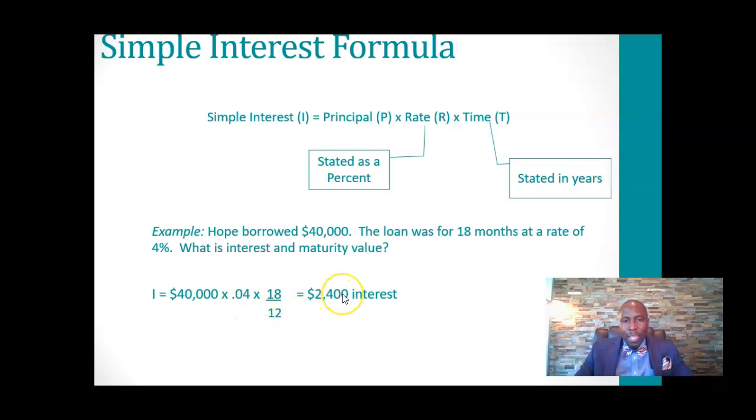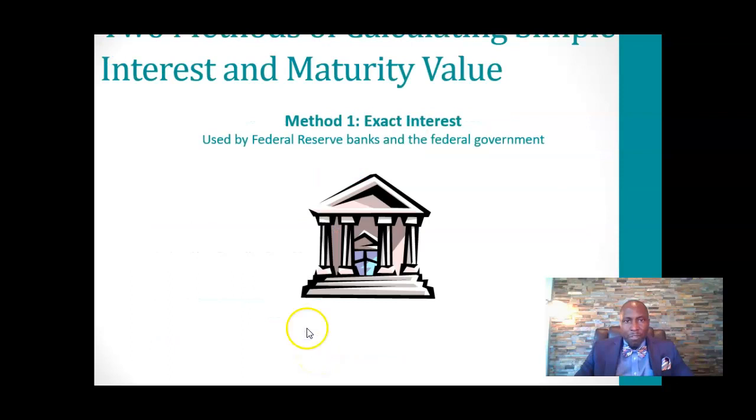The accrued interest on the loan would total $2,400. So when the loan matures 18 months later, the total amount paid back would equal $42,400. Okay. There are two different methods of calculating interest and maturity.